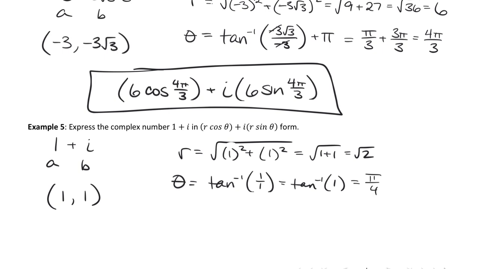So when we put it all together in polar form, this would be square root 2 cosine of pi over 4, close parentheses, plus I times square root 2 sine of pi over 4.